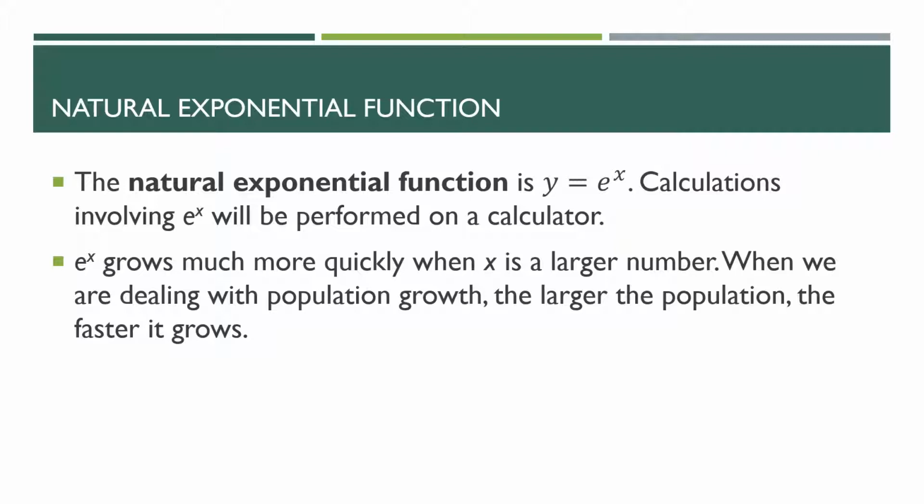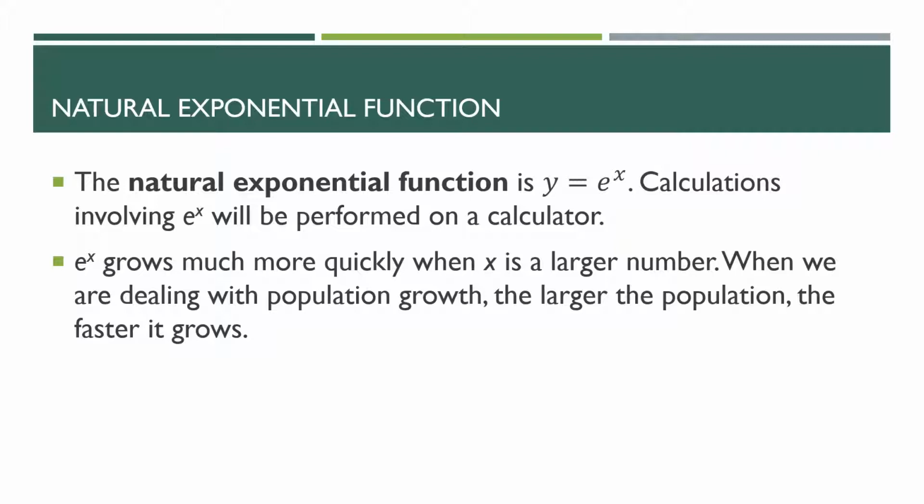So everyone knows, or you probably know, that pi is 3.14. Well, e is a number just like how pi is a number. And e is something like 2.72 approximately. It's called an irrational number, and we use it because it describes a lot of natural phenomenon. So that's why it's called the natural exponential function.